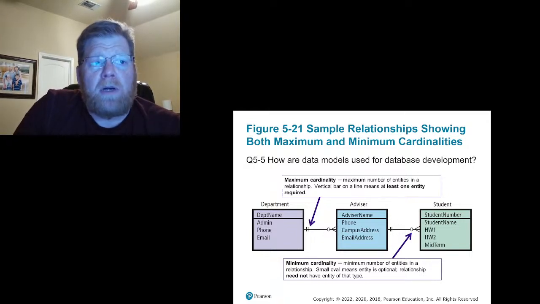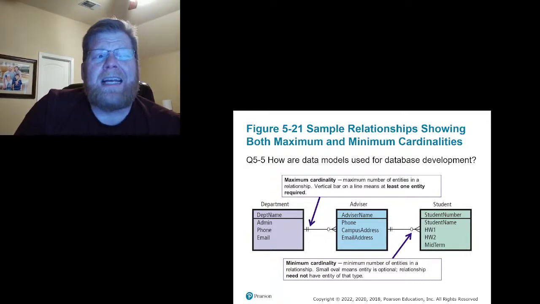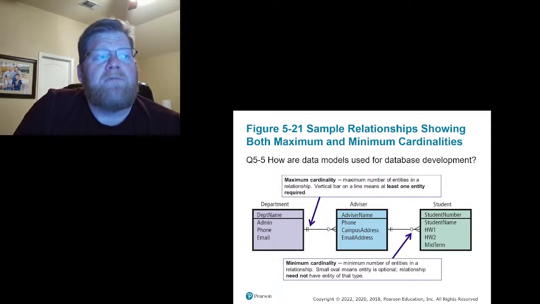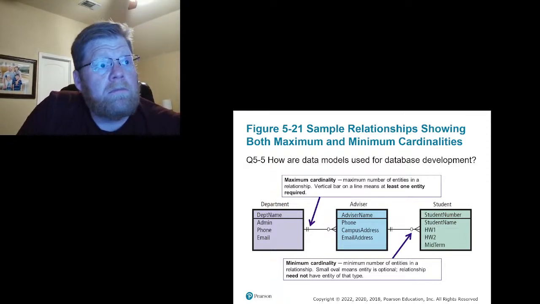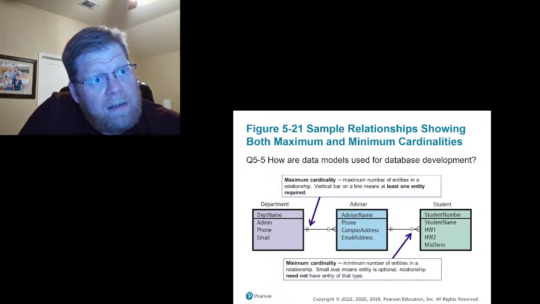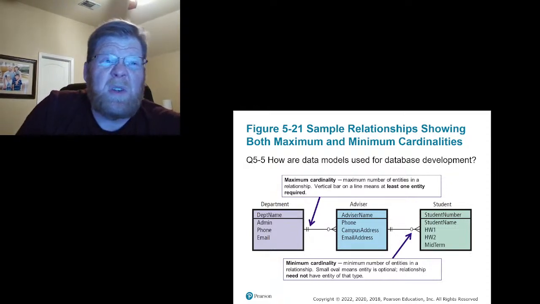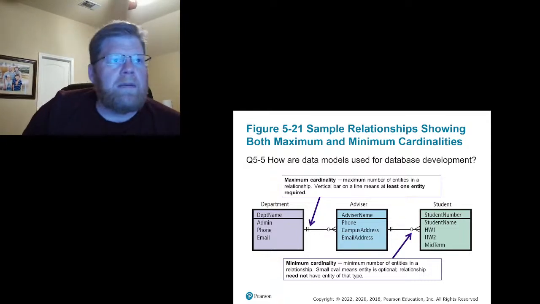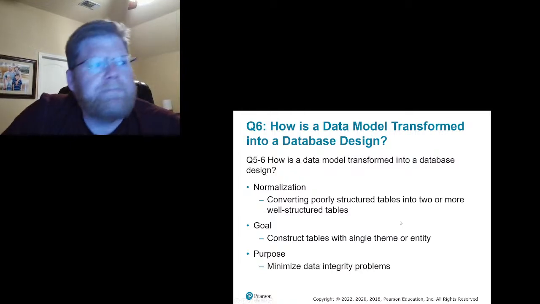Okay. But minimum cardinality, minimum number of entities in a relationship, a small oval means the entity is optional in the relationship. So you need not have the entity of that type. So if you see an oval, you may not have to have it. So you have one to many advisors, but you can also have one department with no advisors. Interesting when you come to cardinality, huh? One advisor to many students, but you can also have one advisor with no students. So when you start thinking about cardinality, it's interesting.